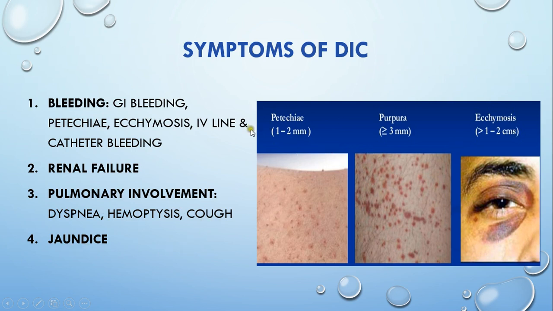This is the difference between petechiae, purpura and ecchymosis. The smallest ones are the petechiae, 1 to 2 millimeters. Then larger dots beneath the skin are purpura, and ecchymosis are the large bruises over the skin.